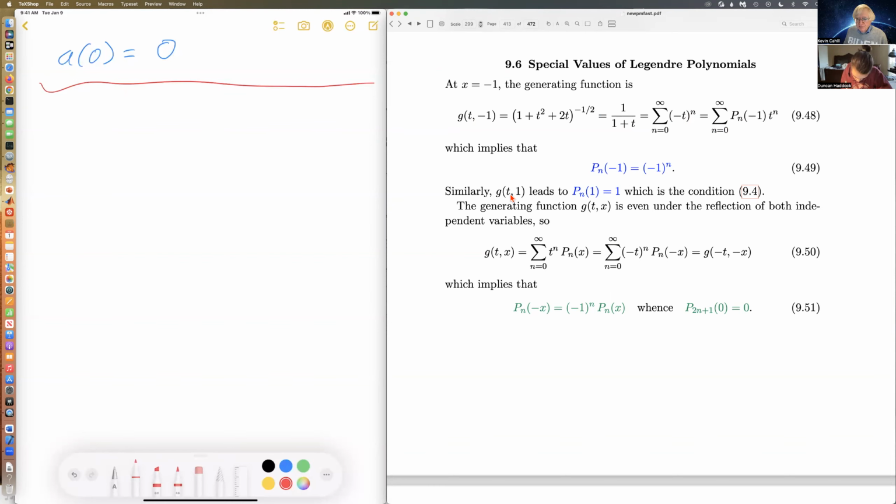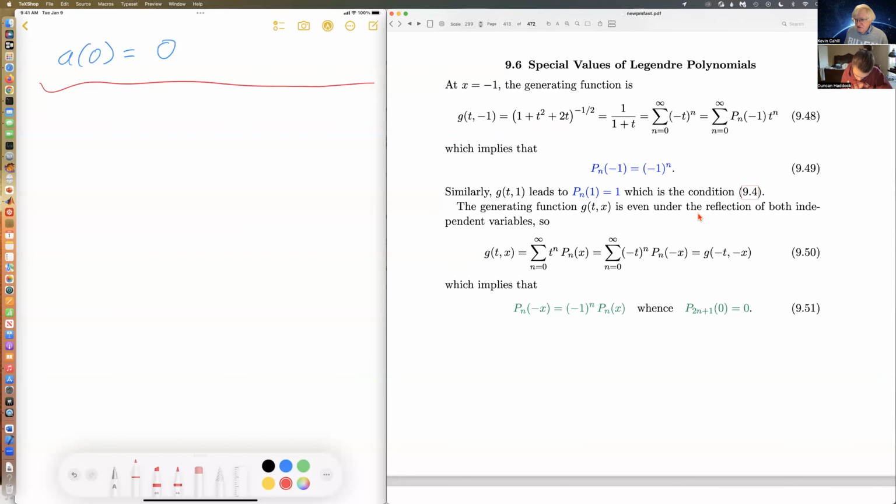If you do g of t, set x equal to 1 instead of minus 1, you find that Pn of 1 is 1, but that was the original definition of Legendre polynomials.